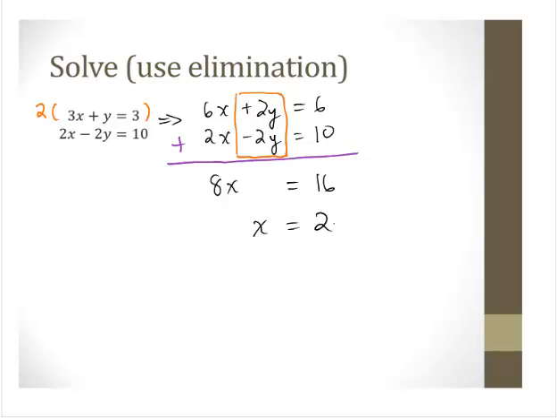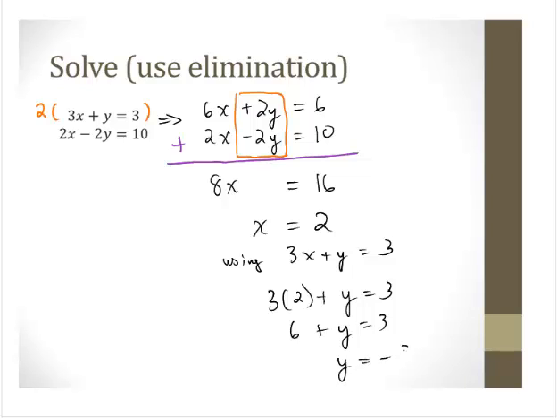Now, I'm going to take that value for x and solve for y by substituting back into one of the original equations. I'm just going to use the first equation. So now using 3x plus y equals 3, 3 times 2 plus y equals 3, 6 plus y equals 3, subtracting the 6, y equals negative 3. So I think the solution is 2, negative 3. All right, let's check in our equations.